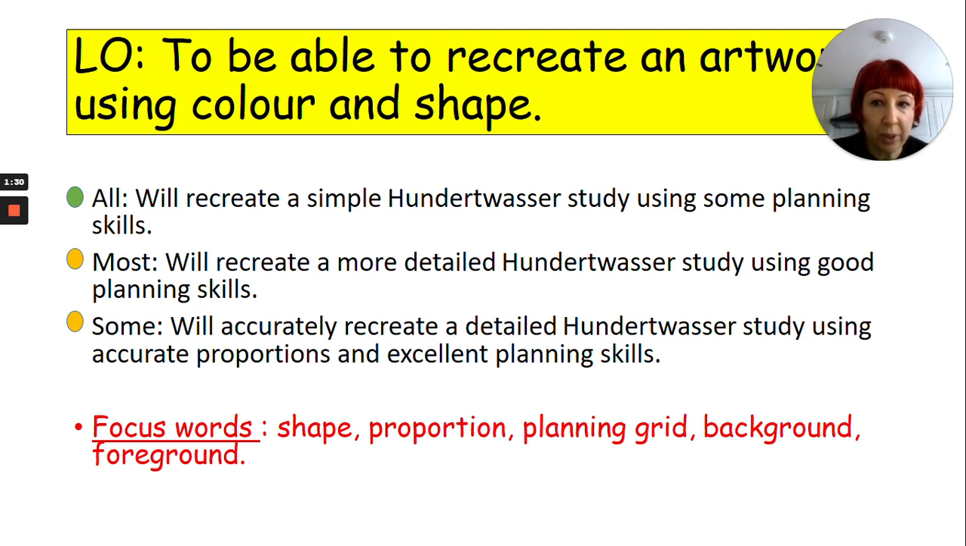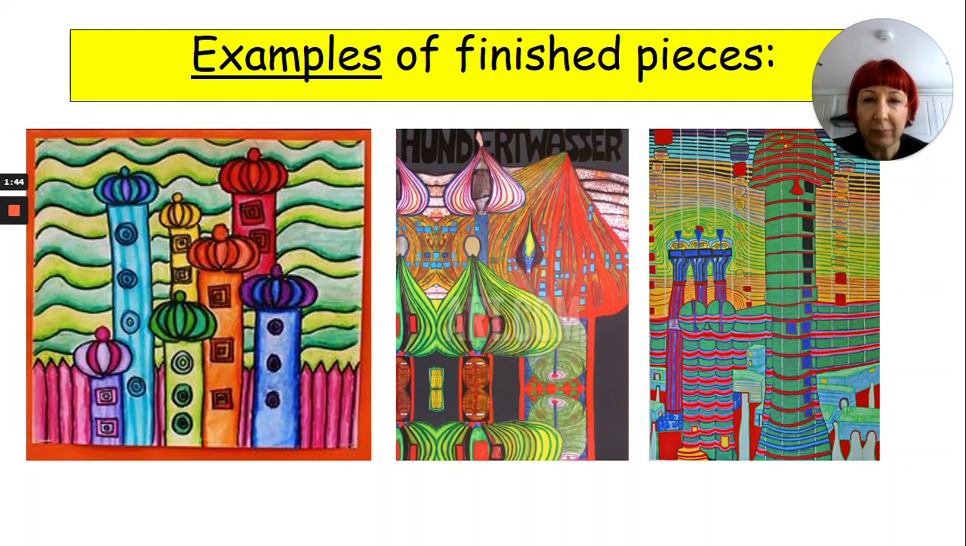So our focus words for today: shape, proportion, planning grid, background and foreground. And you'll hear me use these words throughout the lesson. Here's some examples of some work which other students did. We're not going to be adding colour today. As I said, we're only going to be using pencil, but by the end of next week this is how some of your work should look.